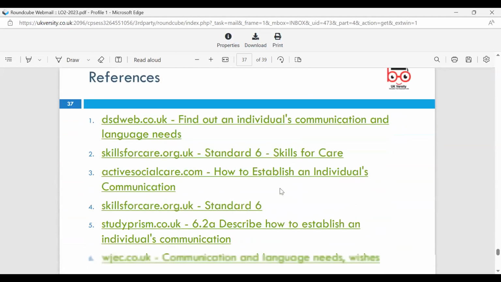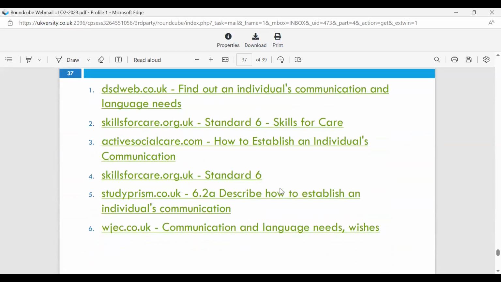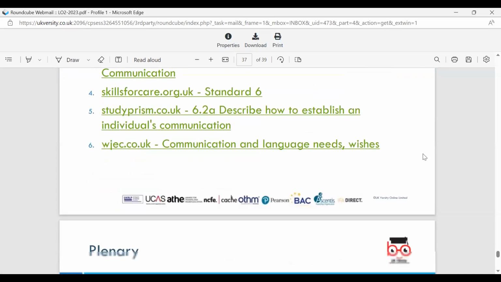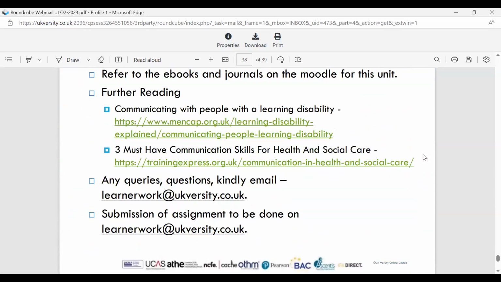These are the references used for today's session. We've got a lot of references you can refer to here, and you can also link to these references to get any sort of support, or if you want to read about individuals' communication and effective communication. You need to be referring to ebooks and journals on Moodle for this unit. Further reading: Communicating with People with Learning Disabilities, and Must-Have Skills for Health and Social Care.